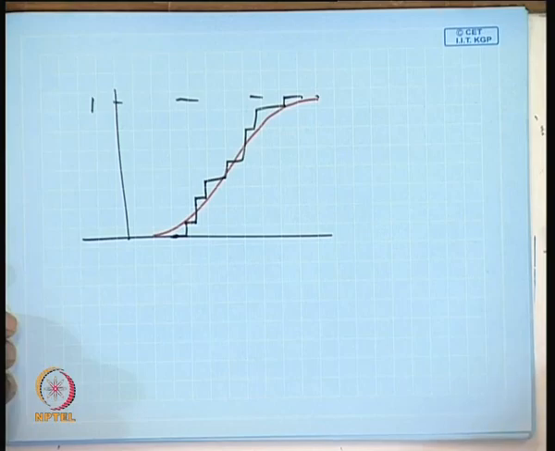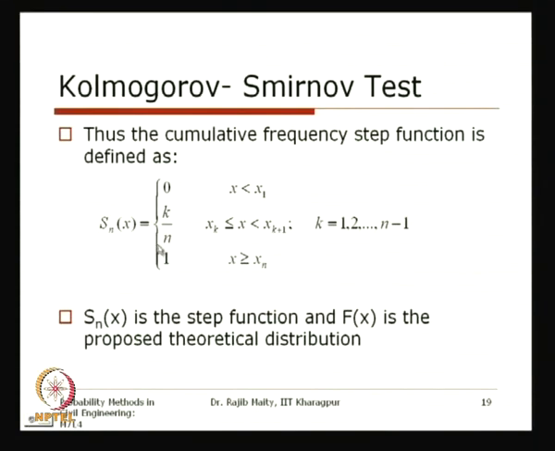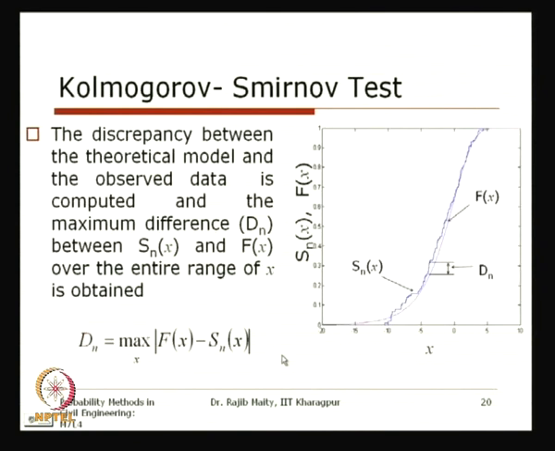This is why we have Sn(x). So, this Sn(x) is a step function, and this F(x) is the proposed theoretical distribution, what I have drawn in the red ink just now. Now here, the discrepancies between the theoretical model and the observed data are computed, and the maximum difference, the Dn between the Sn(x) and the F(x) over the entire range of x, is obtained, which is denoted as Dn, the maximum over all x of |F(x) - Sn(x)|, obviously the absolute value.